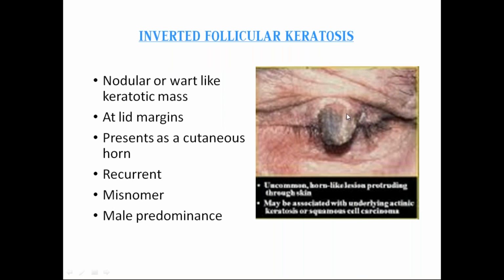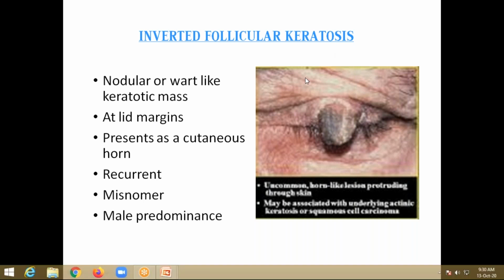Coming to inverted follicular keratosis, it's a nodular or wart-like keratotic mass usually seen at the lid margins, and it presents as a cutaneous horn. It just gives an appearance of a horn, like the horn of a buffalo. Whenever you see such a picture, you have to suspect inverted follicular keratosis.